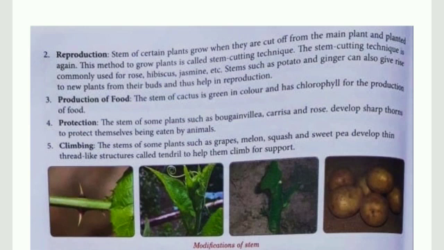And the last one is for climbing. Some stem parts develop into a small thread-like structure which is called a tendril, which helps in climbing. The stems of some plants such as grapes, melon, squash, and sweet pea develop thin thread-like structures called tendrils, which help them to climb for support. So now you understand why modifications occur in plants. These are the modifications of stem.